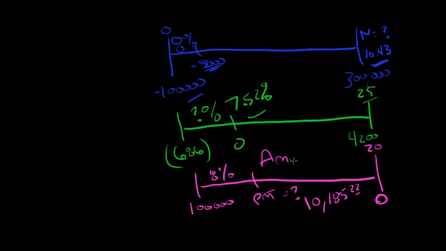We refer to these loans sometimes as amortized loans, and the word mort right here is like mortician, comes from the word to kill off, and that's what we're doing. We're killing this loan off.